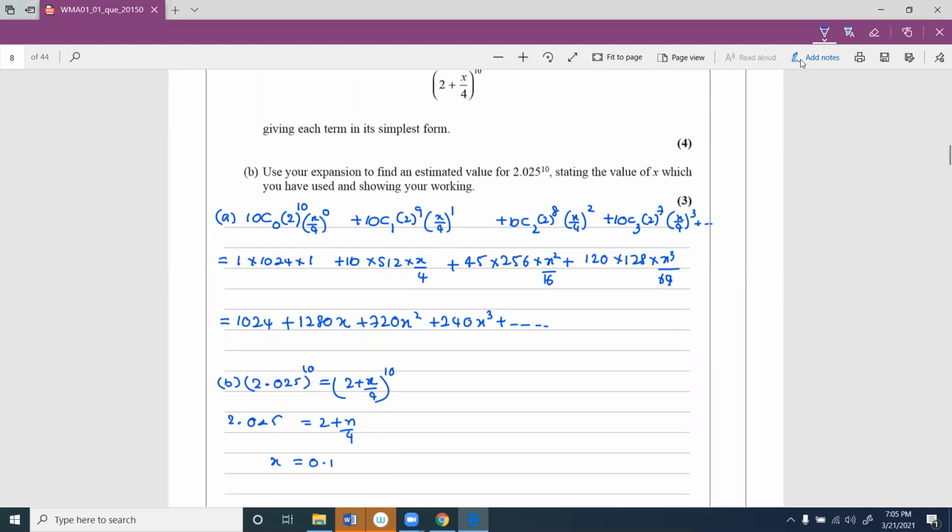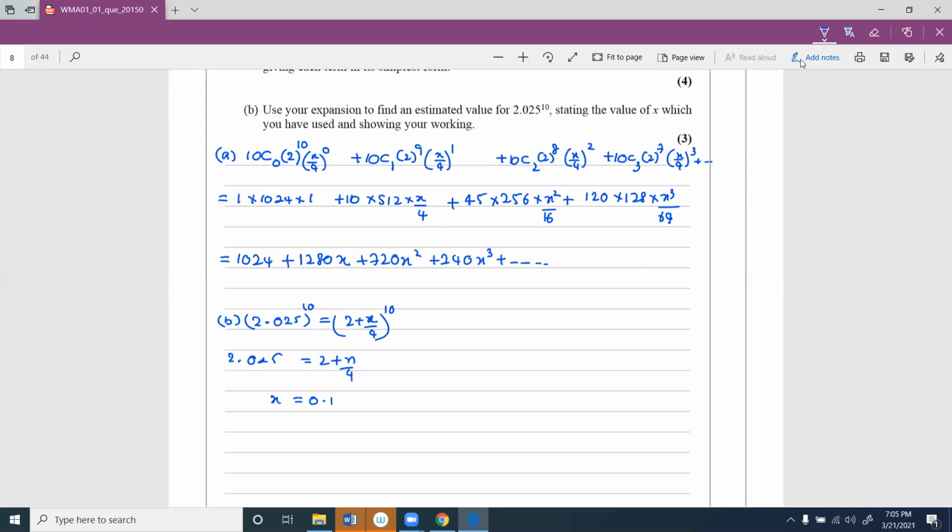Then what you need to do is substitute this 0.1 into this expansion to get the approximated answer for this. Then you can write 2.025 to the power 10 is approximately similar to this value: 1024 plus 1280 times 0.1 plus 720 times 0.1 squared plus 240 times 0.1 to the power 3. Then we can get this answer.